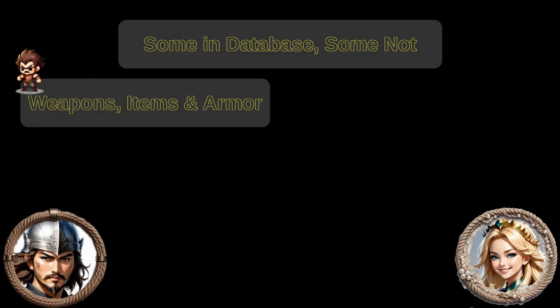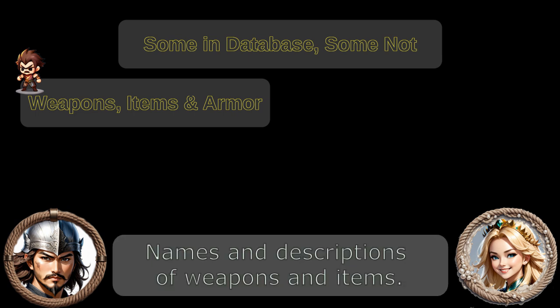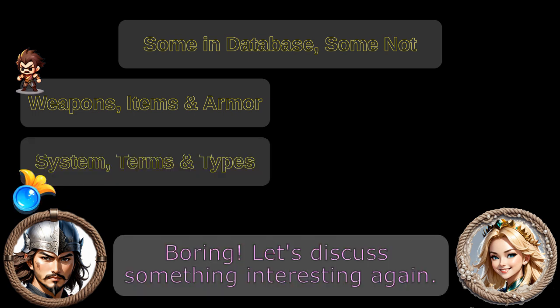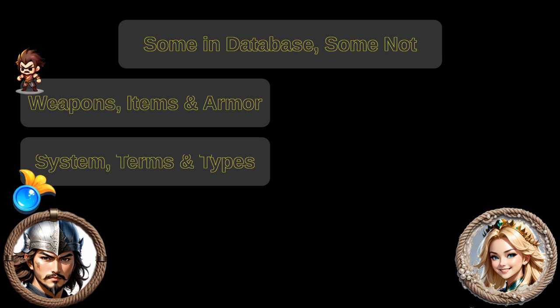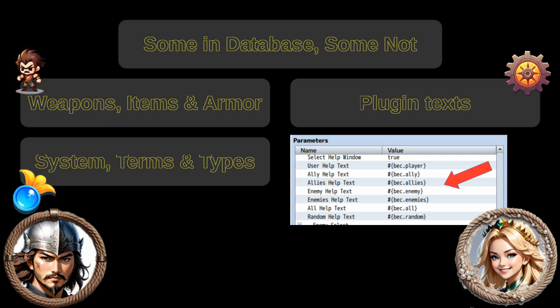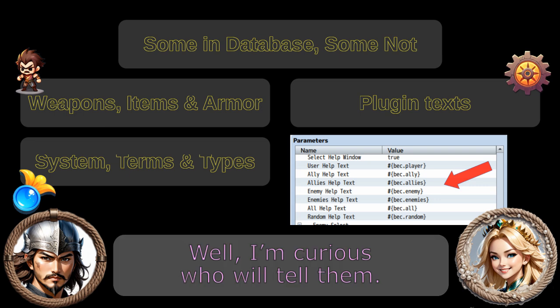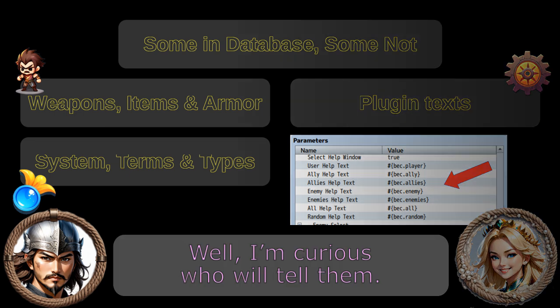The game database contains a variety of categories, for example, weapons or armor. And then a number of definitions on the system, terms, and types pages. All of this needs to be localized because these texts appear in various places in the game. Also, it's necessary to add localizations to the texts of other plugins. For example, this is how the Localized Battle Engine Core plugin looks.